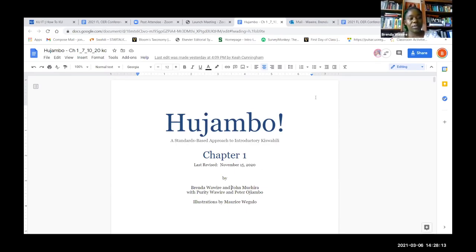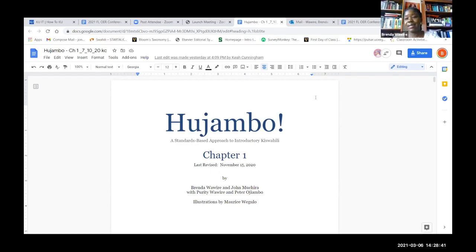Hujambo is built following the backward curriculum design, and is based on the theme of going to study abroad in East Africa. It's a story of two American students going to study abroad in Kenya and Tanzania, where they stay for an academic year. So that is the theme, study abroad in East Africa, and the whole textbook is structured around it.